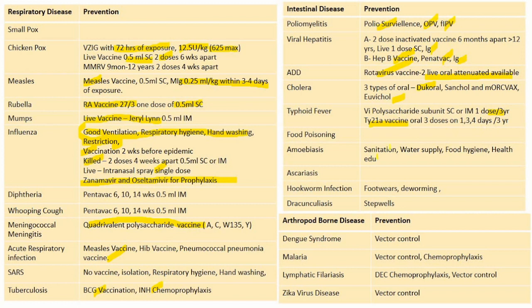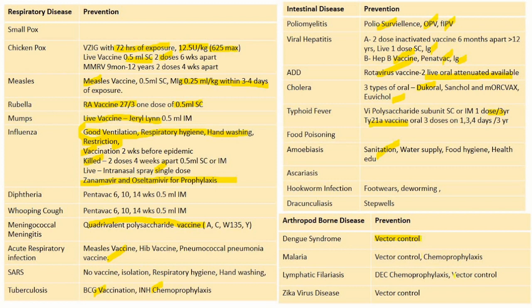For amoebiasis, sanitation, water supply, food hygiene and health education can prevent the disease. Hookworm infection, insisting on footwear, deworming and prevention of open air defecation will prevent the disease. Dracunculiasis, aimed at the abolition of step wells and the control of vector. Here in arthropods, the best way is vector control, that too by environmental control and anti-adult and larval measures, vector control and chemoprophylaxis.